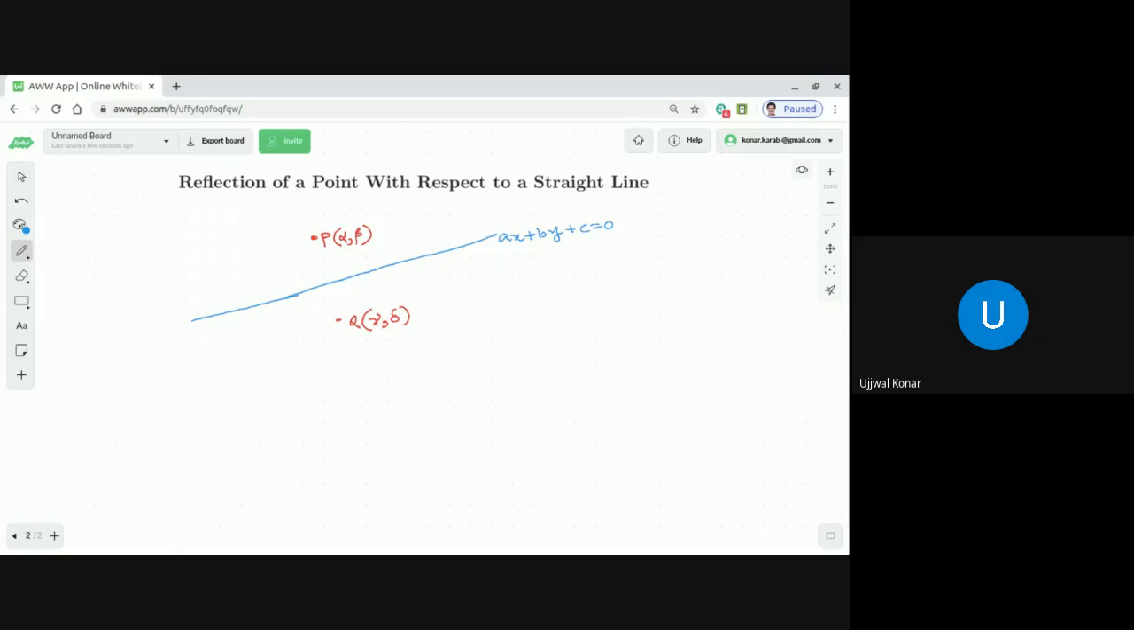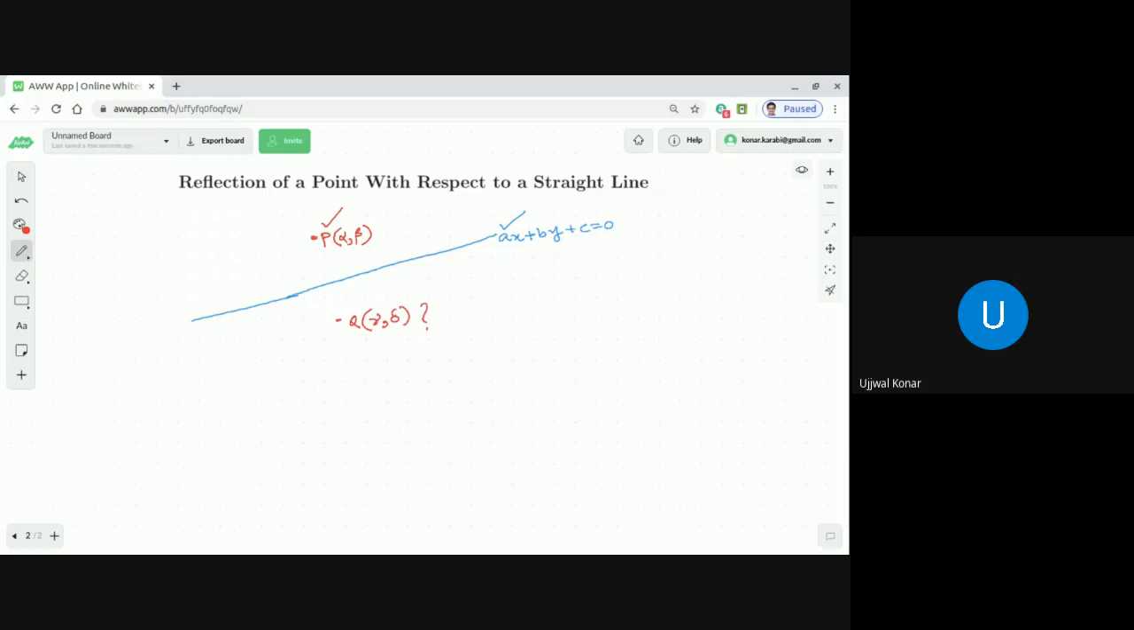alpha comma beta is given to us, meaning the coordinates of the point P are given to us. The equation of the straight line, that is ax plus by plus c, is given to us. But what we need to find, dear students, is the coordinates of the point Q, that is gamma comma delta. We need to find it out. There are many ways to find it out.